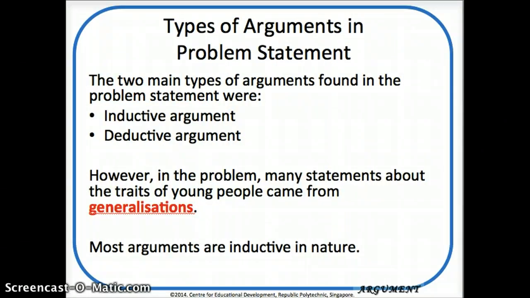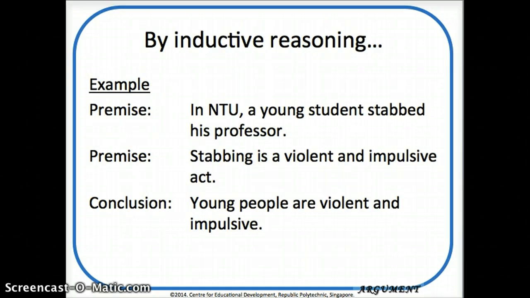So the two main types of arguments found in today's problem statement were inductive argument and deductive argument. However, you may have already noticed many statements about the traits of young people nowadays came from generalizations or inductive form of argument. In fact, most arguments are inductive in nature. Here's an example of an inductive line of reasoning from today's problem.